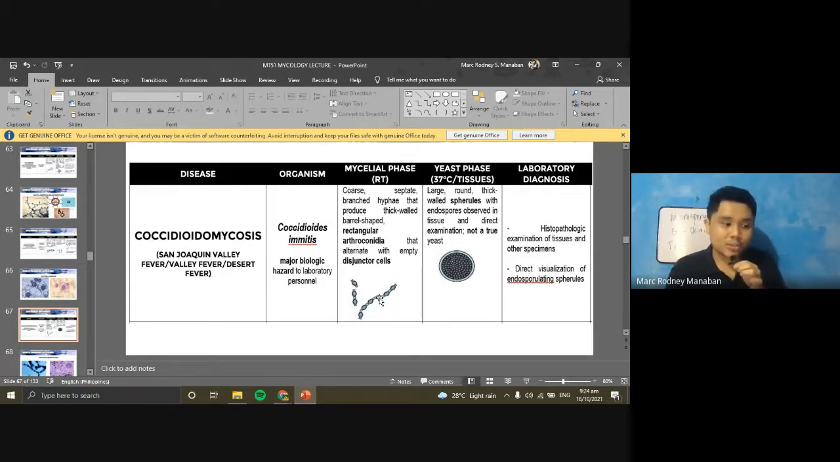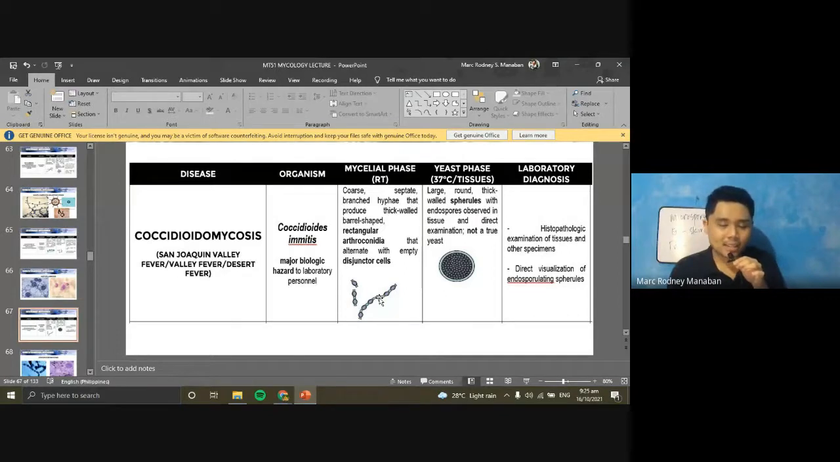And true enough, it is considered to be the most virulent among all the mycotic agents, whether yeast or mold. Because just a few arthroconidia, if you inhale them, can already cause disease. That's how virulent it is. The most virulent of all the mycotic species affecting humans and the major biologic laboratory hazard to personnel. Please take note.